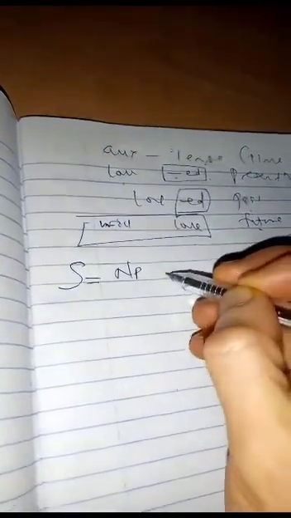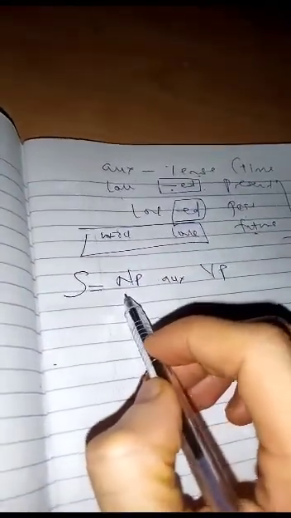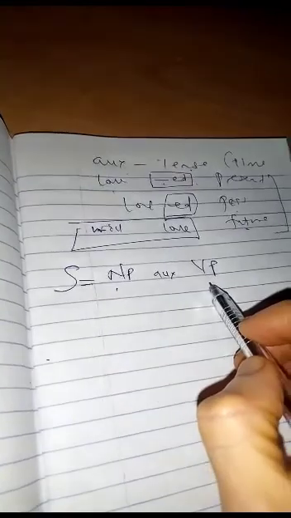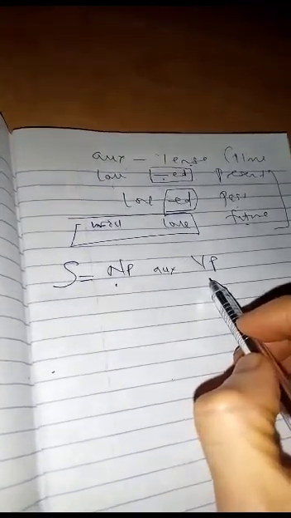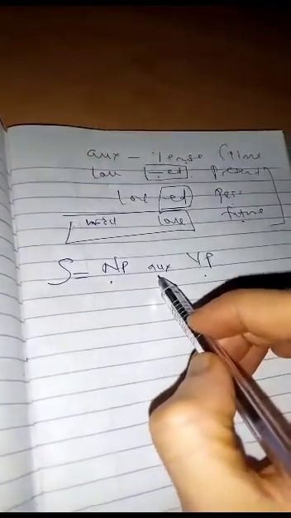So you are correct to say that a sentence has an NP, right, and an auxiliary, right, and a VP. The NP houses the subject, and the VP houses the object and the verb, while the AUX carries the tense.